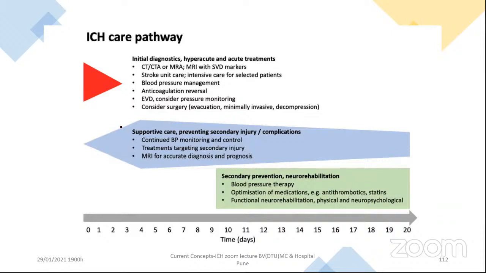MRI for accurate diagnosis and prognosis is important. For secondary prevention: blood pressure therapy, optimization of medications, and blood pressure control with Coversyl Plus, that is perindopril plus indapamide, and functional neurorehabilitation, and these are the timelines which you can see at the bottom. 21 days management is required actively for the ICH cases.